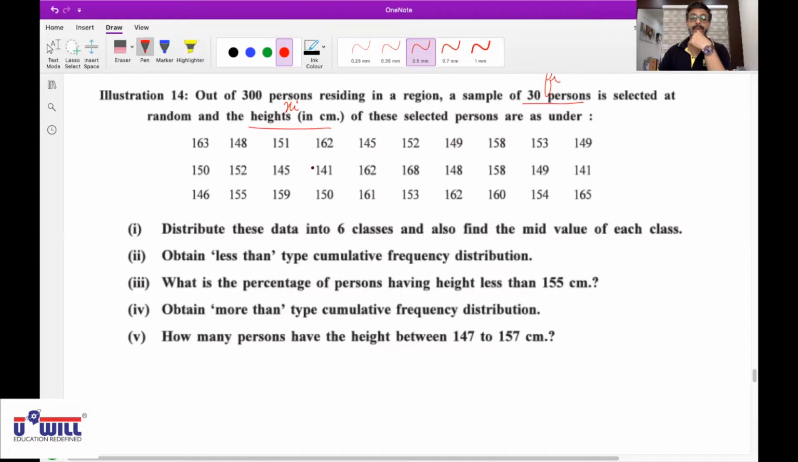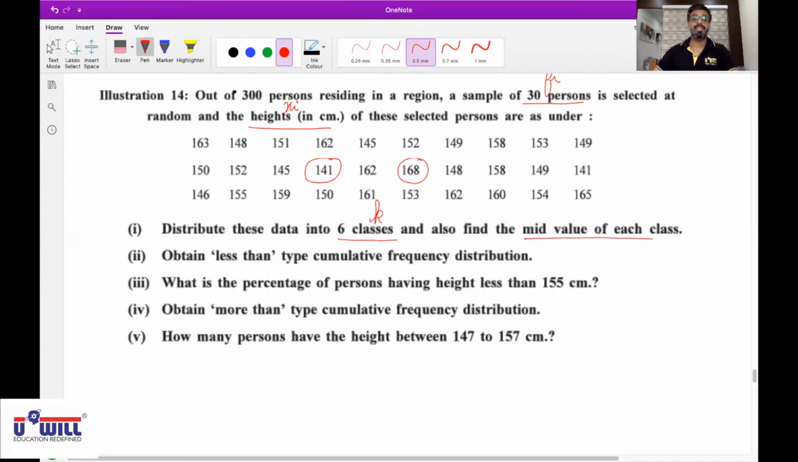141. See it carefully, okay? 141. And what is the highest? 168. Yes, 168. Okay. Now, first question, distribute these data into 6 classes. Aditi, what is 6 classes denoted as? Number of classes are denoted as K. Okay, and also find the mid value of each class.